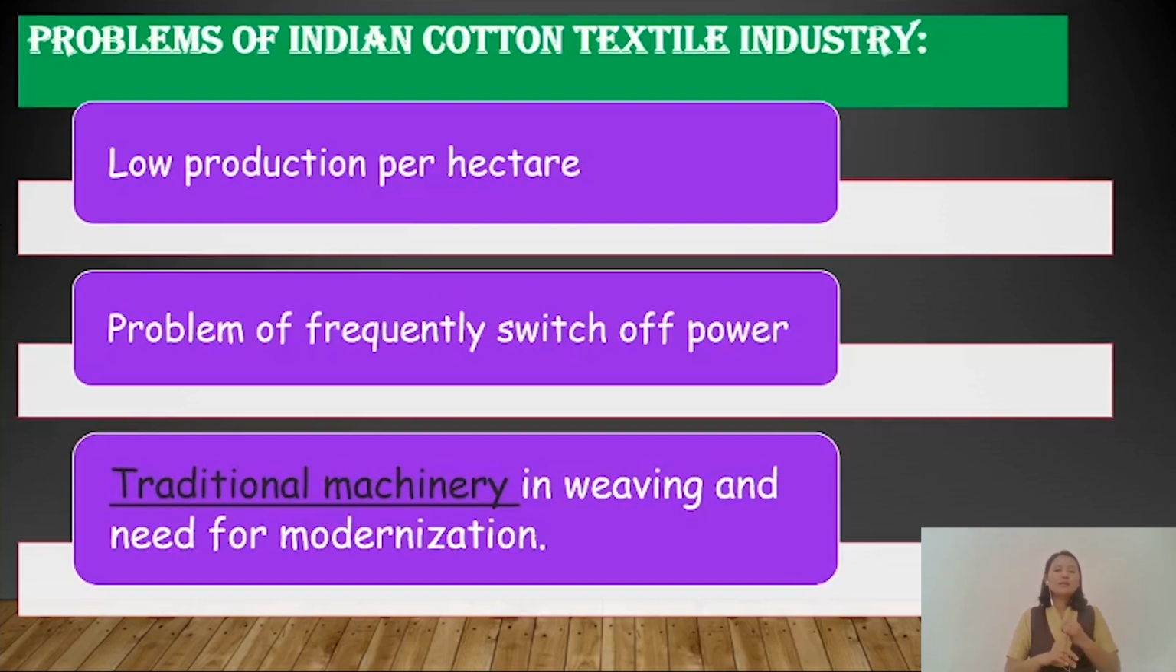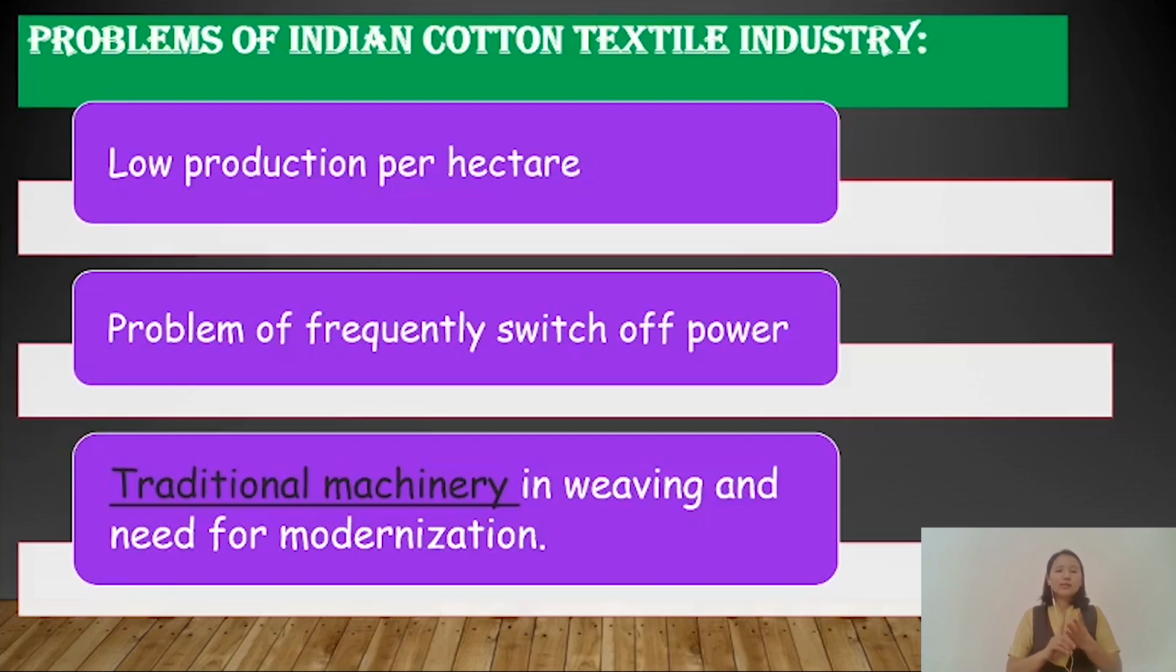Second problem faced by the Indian cotton textile industry is problem of frequently switch off power. The power are getting switched off frequently. Because of that, the machine were disrupted or disturbed and were not able to produce the goods.